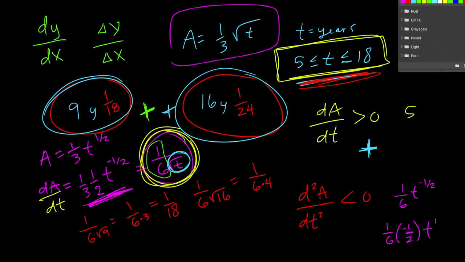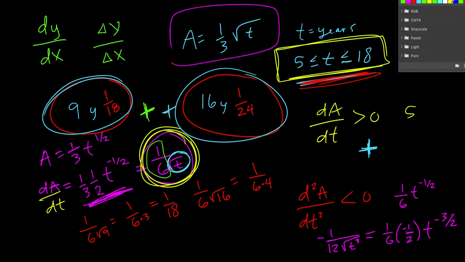And then t is raised to the negative 3/2. So if I simplify that a little bit, it's going to be negative 1 over 12. And then I'm going to get the square root of t cubed. All right, so we're going to reason through this.